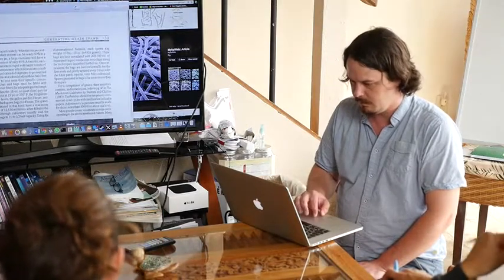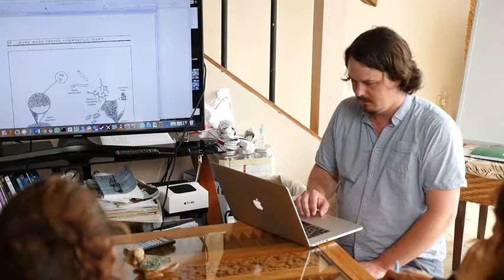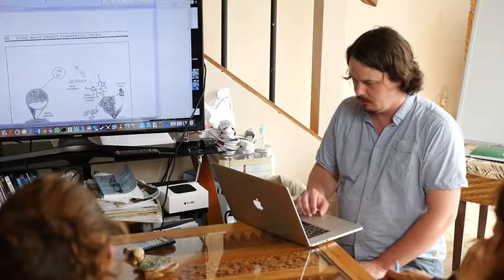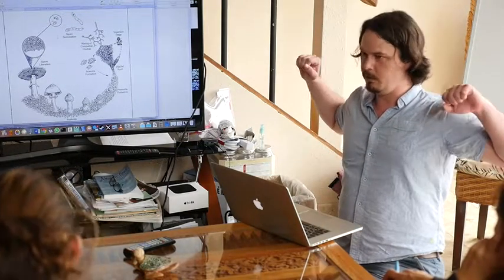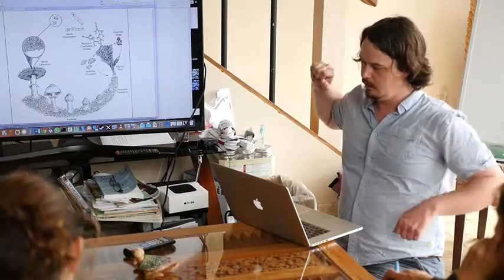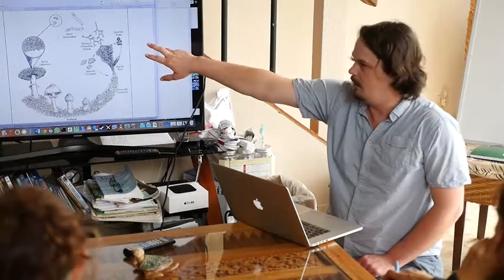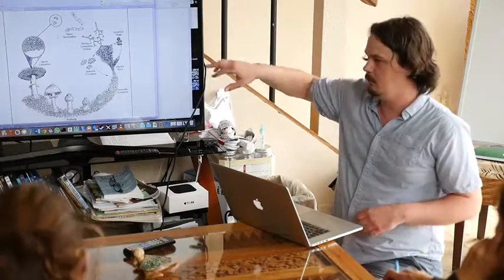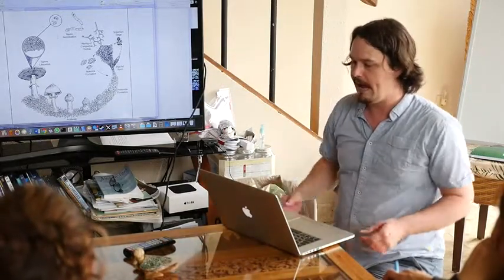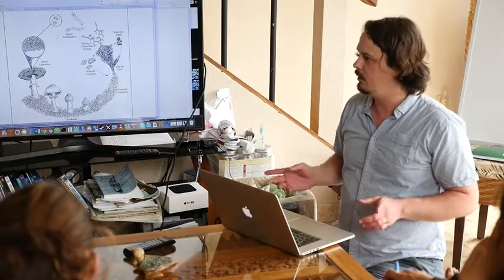I've got some pictures here too. Real quick, this is your basic life cycle of a mushroom producing fungi. Two spores germinate. Basically they both have half of the genetic information that forms an adult.